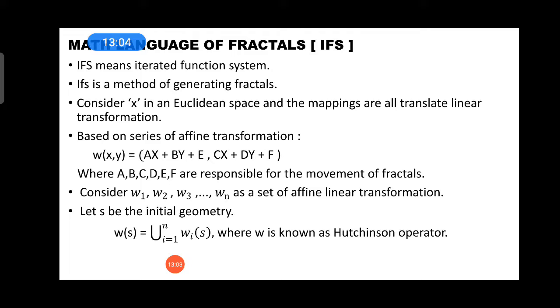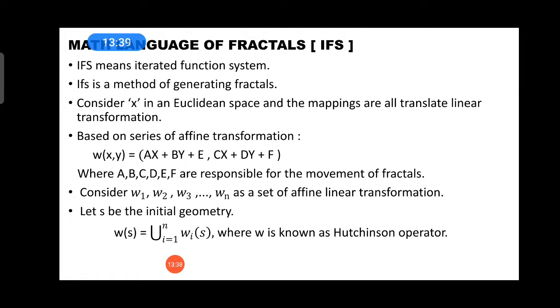Math language of fractals: IFS. IFS means iterated function system. IFS is a method of generating fractals. Consider X as a Euclidean space and the mapping R a linear transformation. Based on a series of affine transformations, W(x,y) is equal to (ax + by + e, cx + dy + f), where a, b, c, d, e, f are responsible for the movement of fractals.